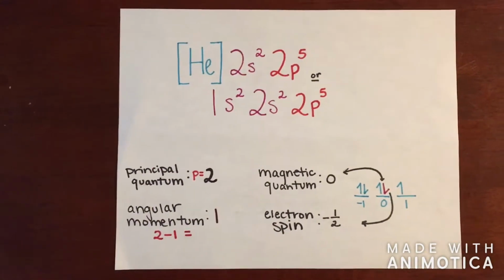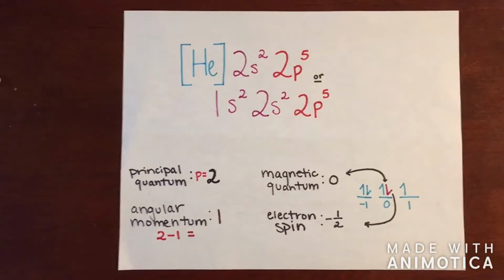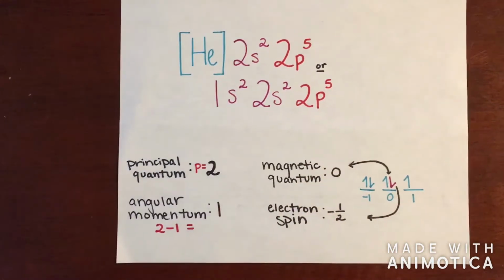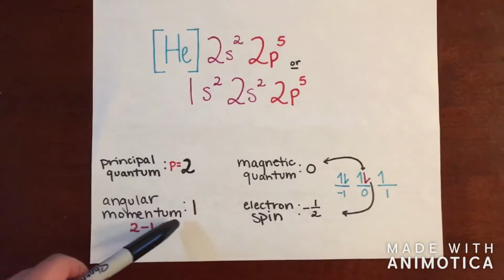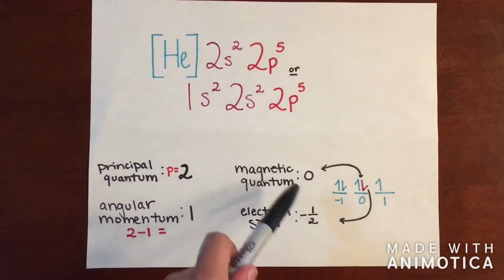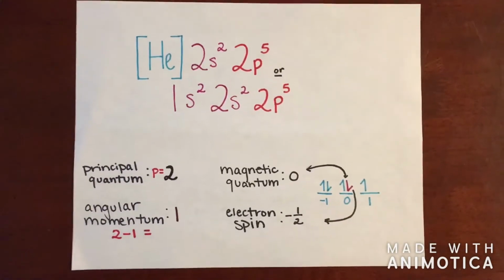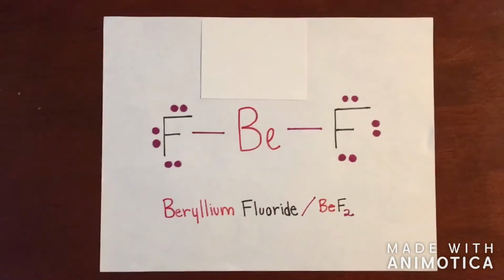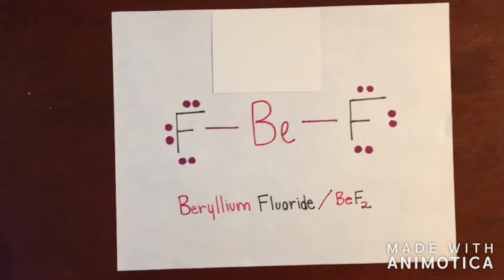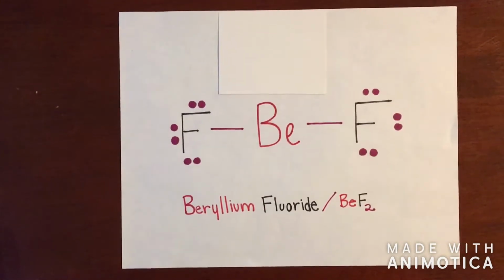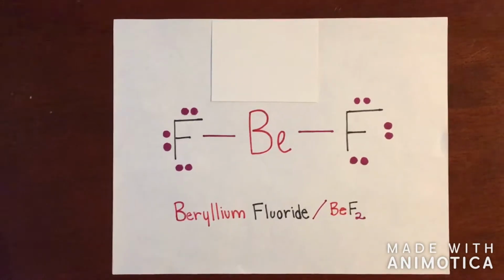In order to calculate the quantum numbers of fluorine, you will look to the last orbital, which is 2p5. The principal quantum number is 2, the angular momentum is 1, the magnetic quantum number is 0, and the electron spin is -1/2. VSEPR theory states that each electron group forms electron geometry around a central atom, causing them to become stable and minimize the repulsion between the electrons.